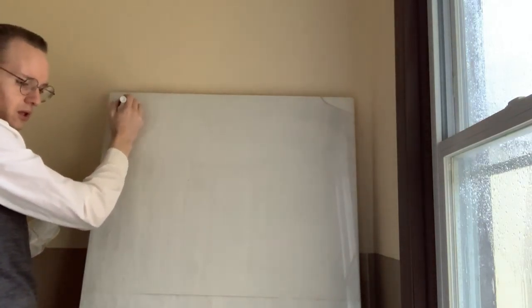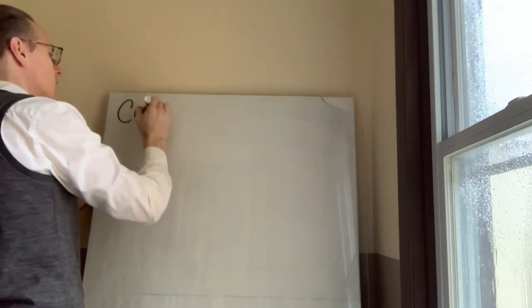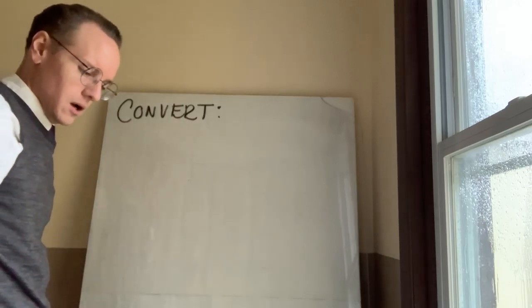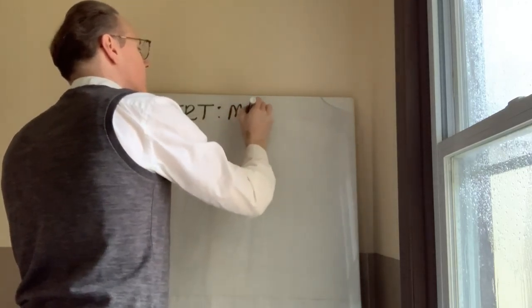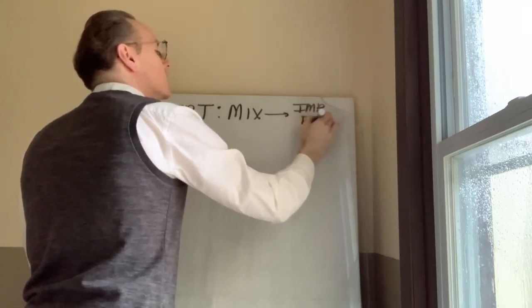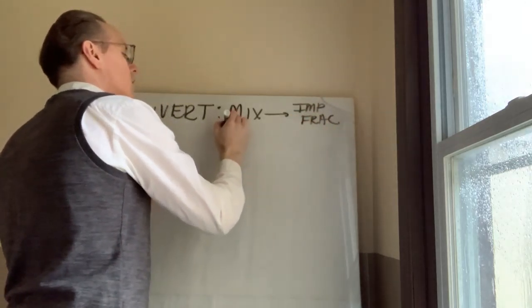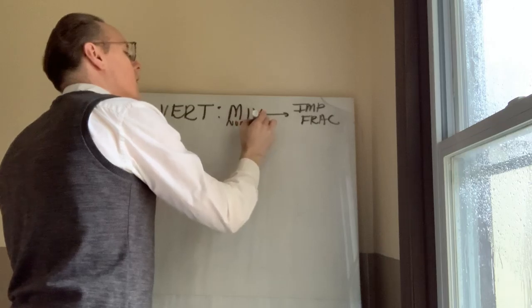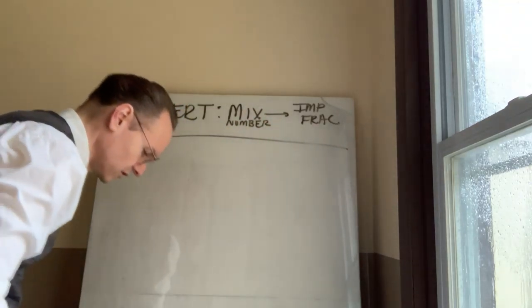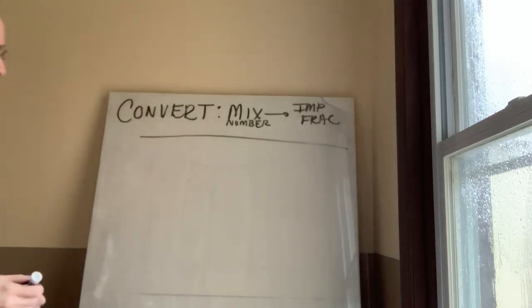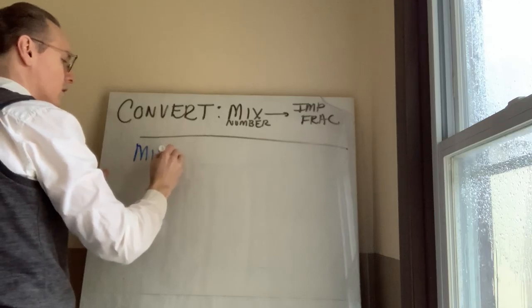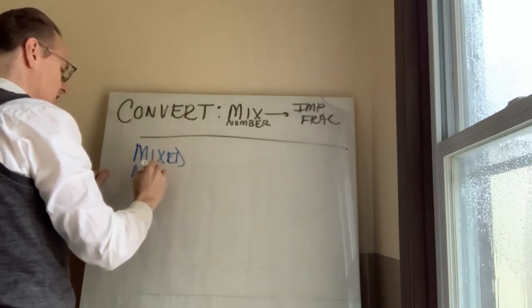Number two here. Let's convert a mixed number to an improper fraction. Okay, a couple of things. A mixed number, first of all, looks like this.